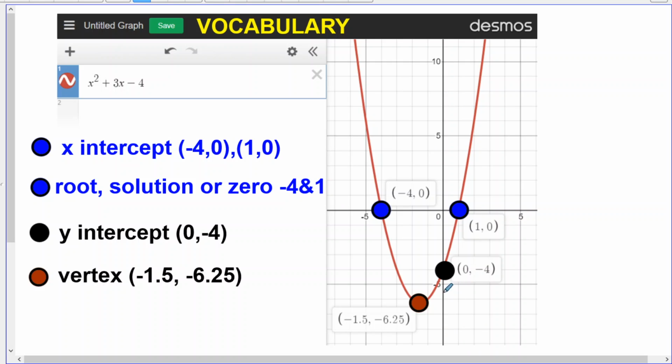Where it crosses the y-axis, that will be your y-intercept. And notice for the y-intercept, it's the x value that's 0 this time. And the lowest point on the graph we would call the vertex, and you can see that coordinate there as well. On a graph, you just click it on Desmos, and it will give you these coordinates if necessary.